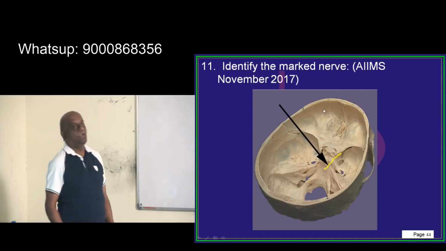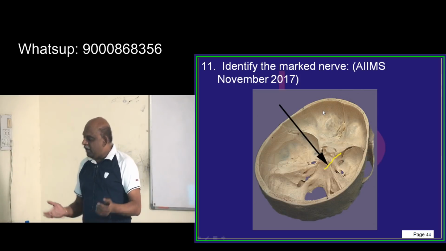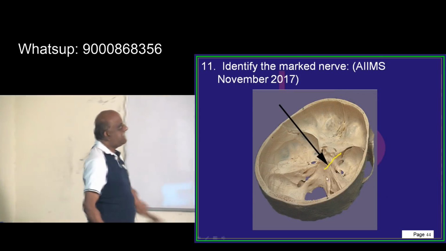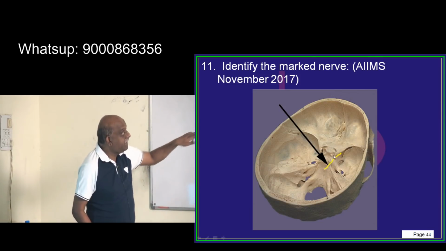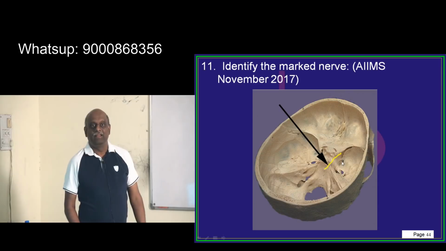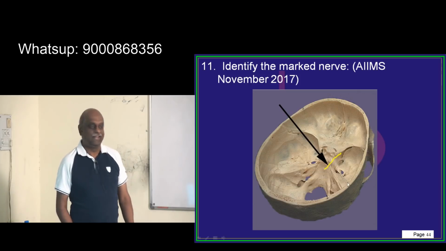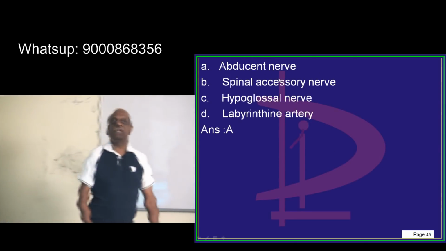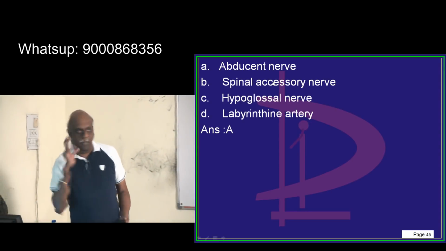Now doctor, the next question of the AIIMS November. The base of the skull has been given to you, and this is the superior orbital fissure into which a nerve is passing. What are the contents of the superior orbital fissure? Recently we discussed in the PGI paper, na? Ophthalmology mein. You remember, right? So which one it is? It is the abducent nerve, which is the constituent of the superior orbital fissure.